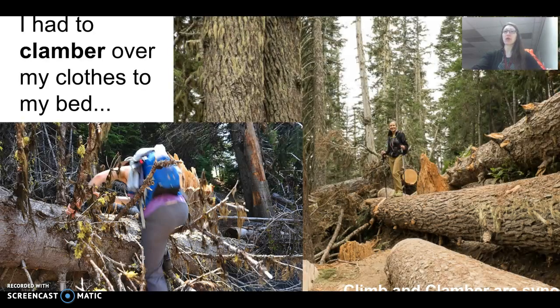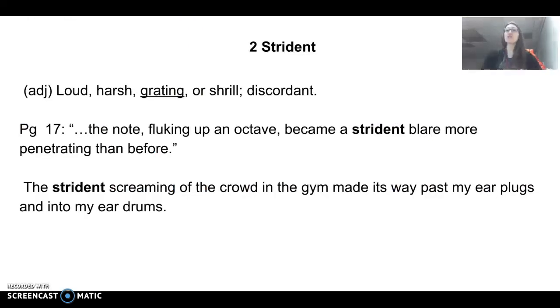I had to clamber over my clothes to get to my bed. Climb and clamber are synonyms. Number 2 is strident. Please rate your word knowledge for strident. It's an adjective, meaning loud, harsh, grating, or shrill noises, to be discordant. This comes from page 17.